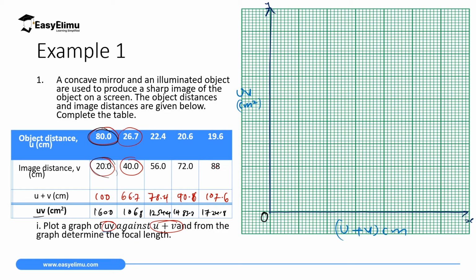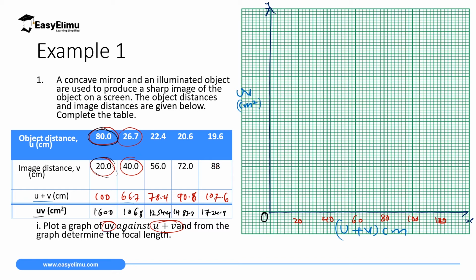And now what you do, you look at the values that you have and then you choose an appropriate scale. Like in the case of U plus V, the lowest number is 66.7. Then the highest number is 106. So in this case, we can use it without changing it to any standard form. And in this case, we can start with 20, 40. Make sure you do a uniform scale. This is 60. This is 80. Then 100, 120.